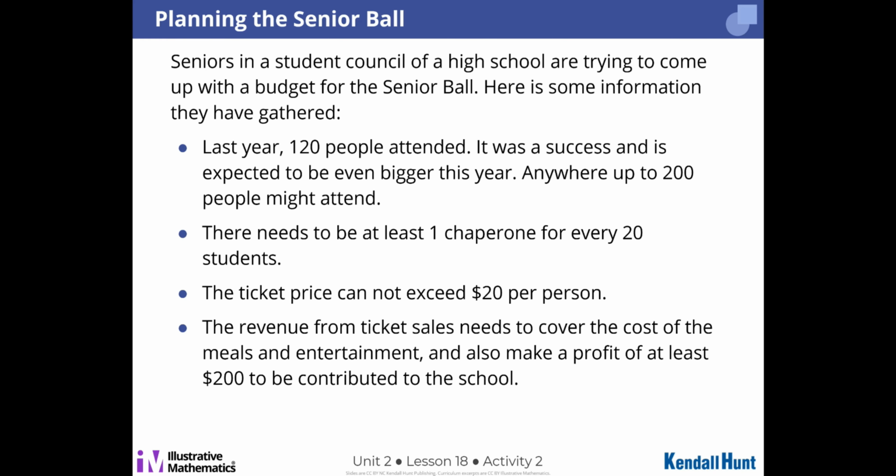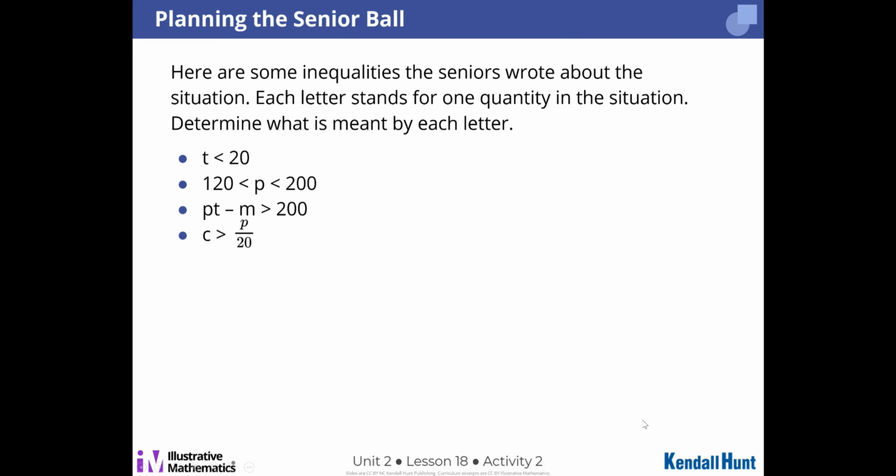There needs to be at least one chaperone for every 20 students. The ticket price cannot exceed $20 per person. The revenue from ticket sales needs to cover the cost of the meals and the entertainment, and also make a profit of at least $200 to be contributed to the school. Here are some inequalities the seniors wrote about the situation. Each letter stands for one inequality in the situation. Determine what is meant by each letter.